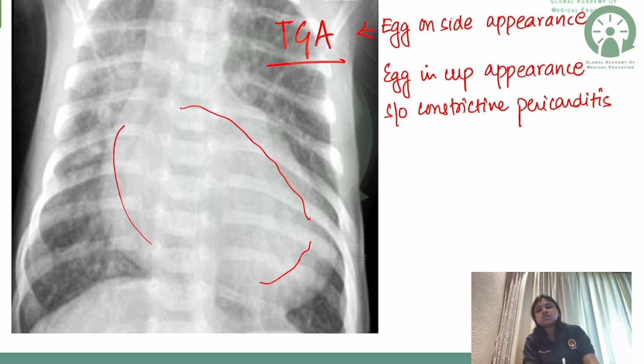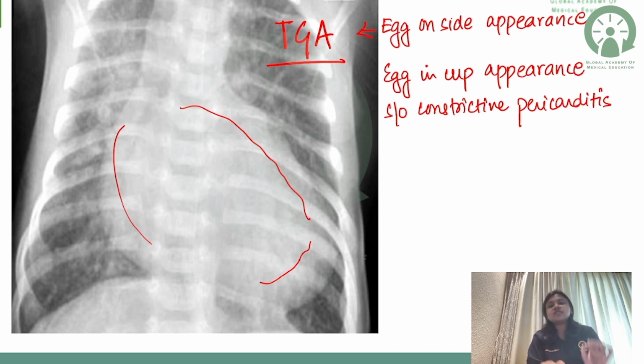Otherwise, if you are going to have TGA with VSD, it will also present with cyanosis, but we have to go for the definitive surgery. We have to go for arterial switch, that is known as the Jatene arterial switch repair, but that is not an emergency procedure.